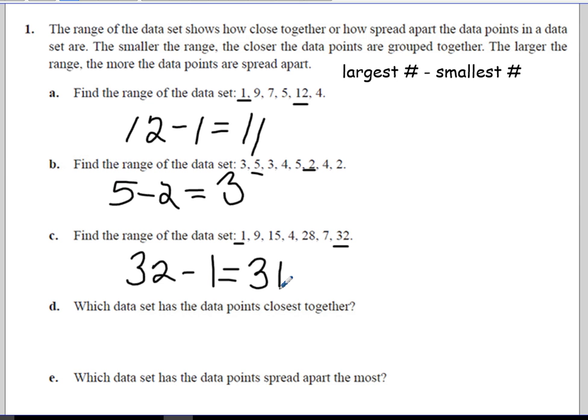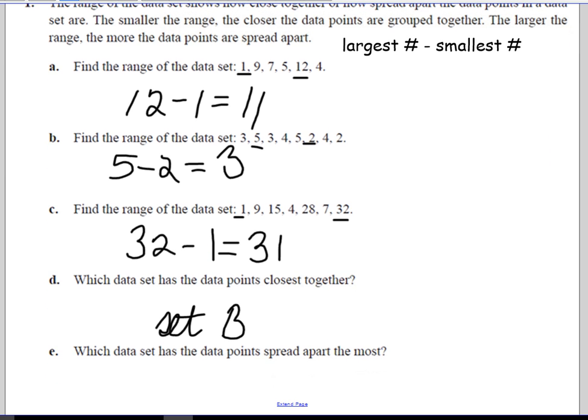So the data set where the points are closest together would be set B. The smallest being 2 and the largest 5 only gives us a spread of 3 there. The data set that has the furthest apart numbers would be set C, where we have 31 as our range.